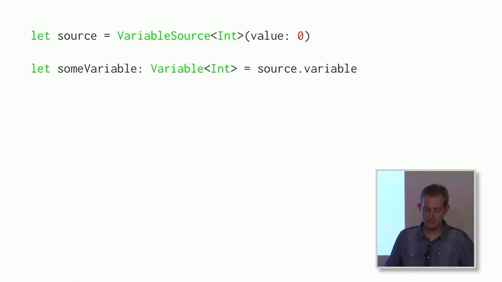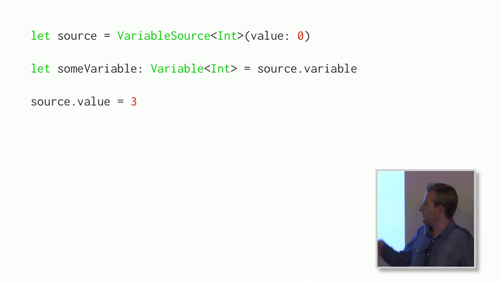And again, this is how you can use it. If you're creating a new source, you have to initialize it with some initial value so that there at least is a first value. You can get the variable that belongs to it by asking for it and then passing it to someone else who's interested in subscribing to future values. And then you can start changing it. So you can simply set the value to something else.